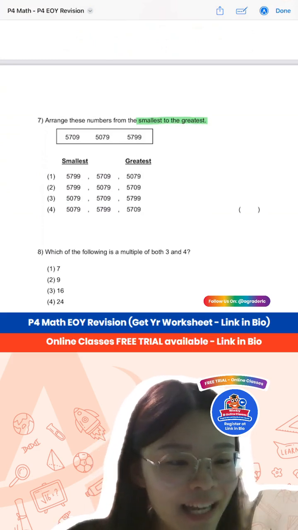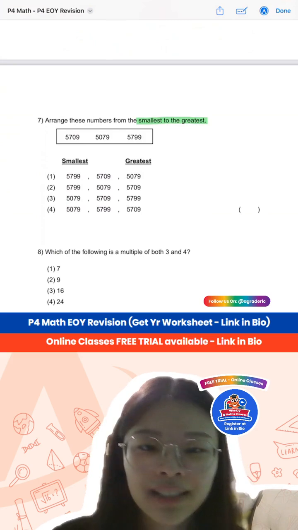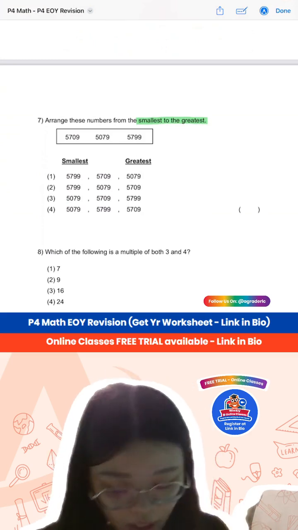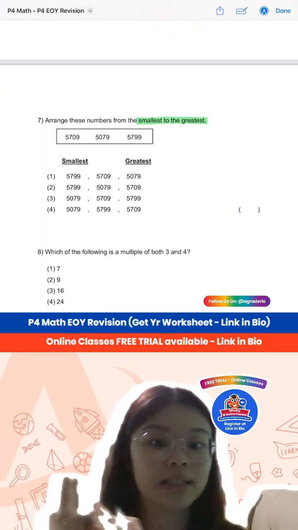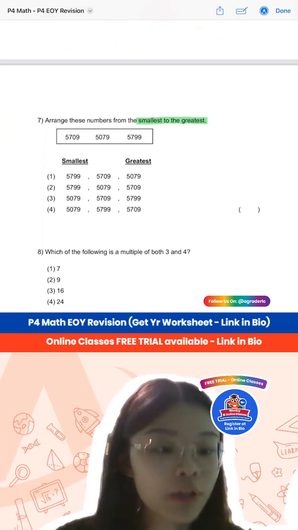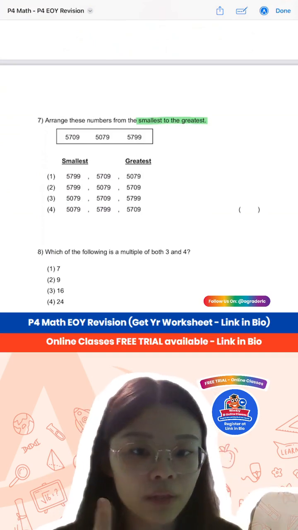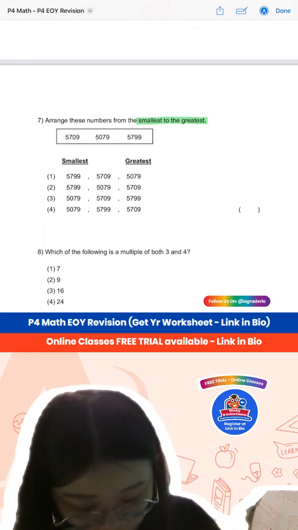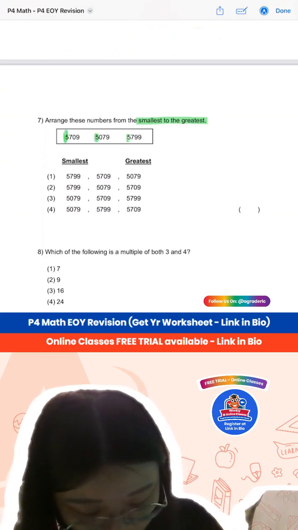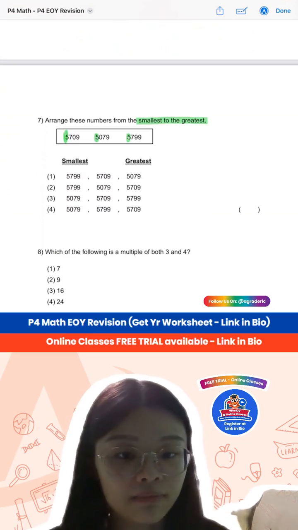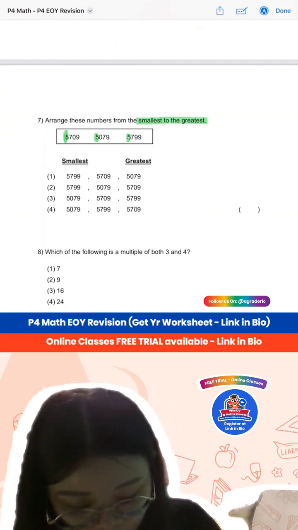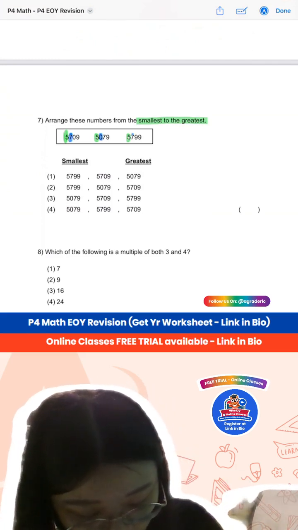It's like 10, 100 and thousands. Yes. So we arrange these numbers from smallest to greatest. We always compare the greatest digit first. So here they are all 4 digits, right? So we compare our thousands place first. Let me highlight so that you can see. Thousands is 5,000, 5,000, 5,000. So they are all the same. Now we move on to the hundreds place. So 700, 0, and 700.